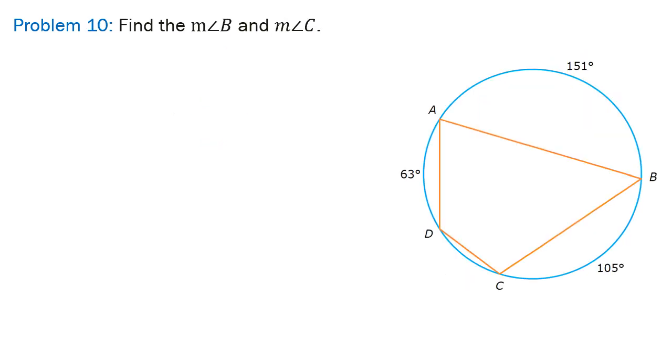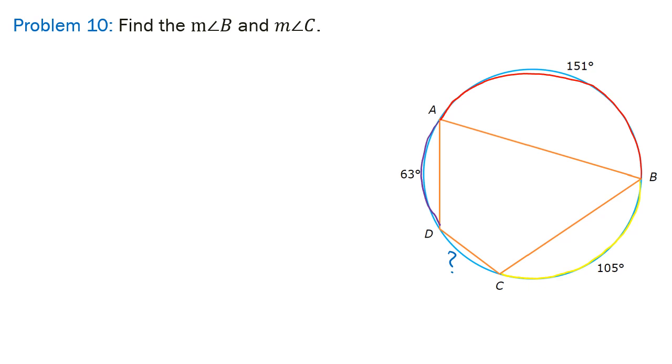All right, so this one's asking us to find the measure of angle B and angle C. So first thing we'd want to do, in my opinion, is to figure out the arc lengths all the way around the circle. Now we know that arc A to B, this arc here, is 151. A to D, its arc is 63. And we have arc BC is 105. The only one we don't know is arc DC.